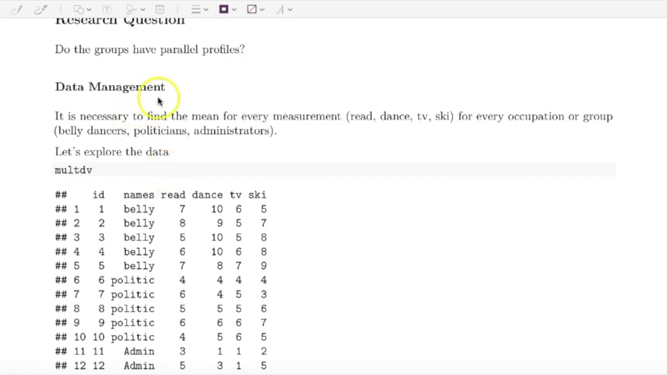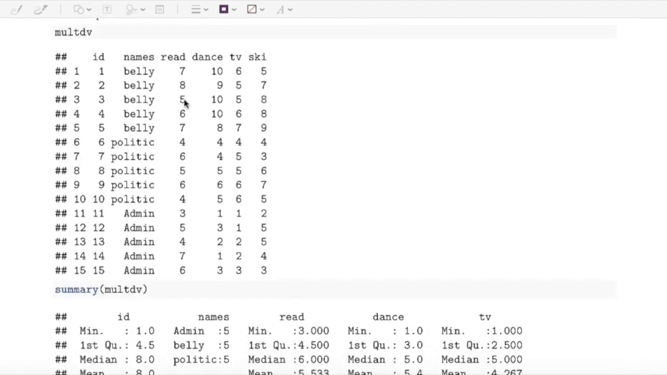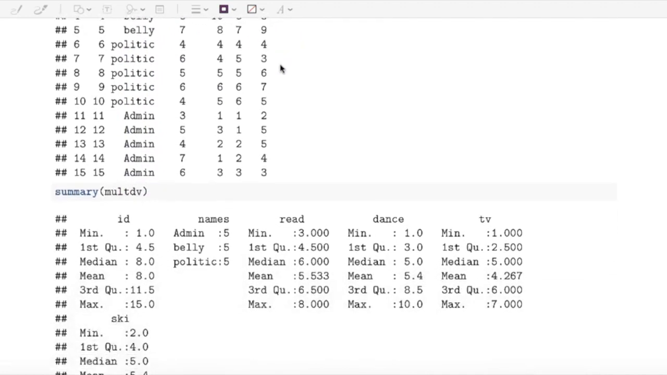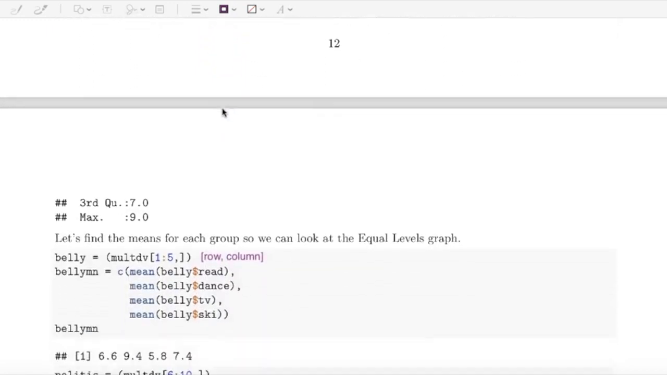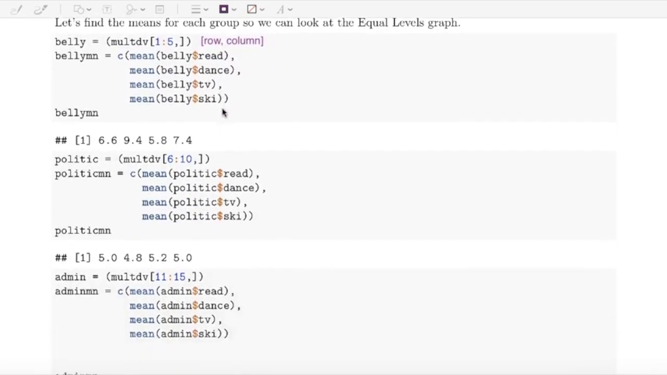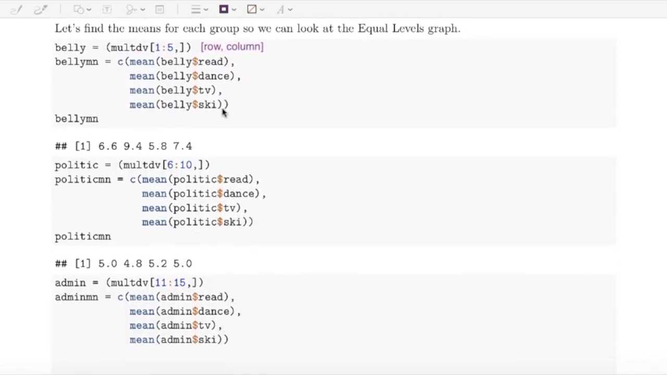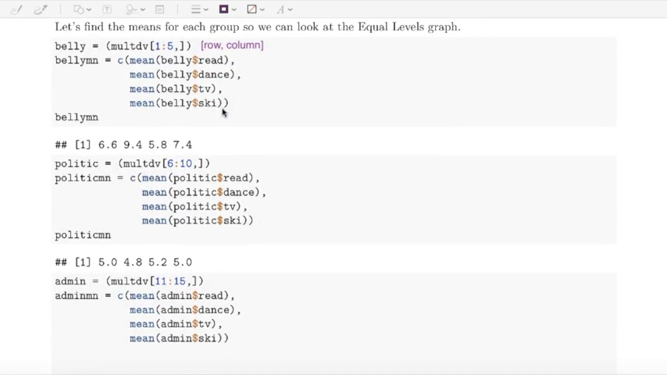Before I get into the data management of it, I just wanted to show you what the data looks like. It looks pretty clean. It has ID, names, so belly dancers, politicians, and administrators, and then the 4 measurements for the leisure activities. I went ahead and also ran summary, and I can see that I don't have any missing data here. There are 5 of each group. Everything looks cool. So to be able to create the graphs that I showed you earlier to check for equal levels, remember I have to look for the grand mean.